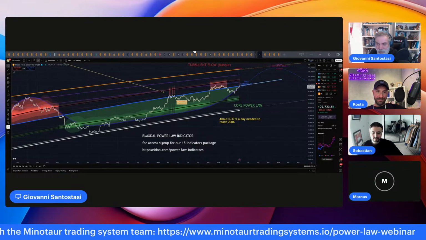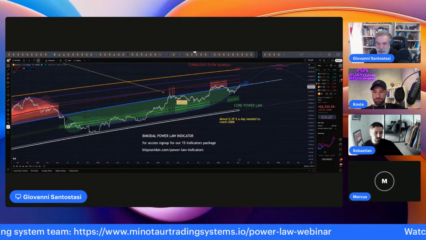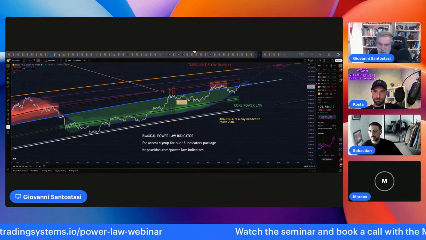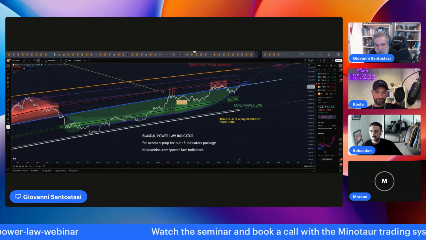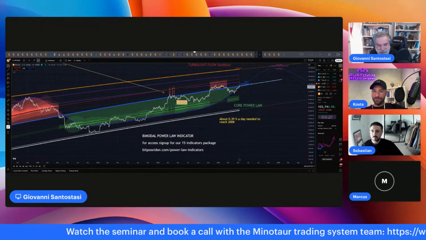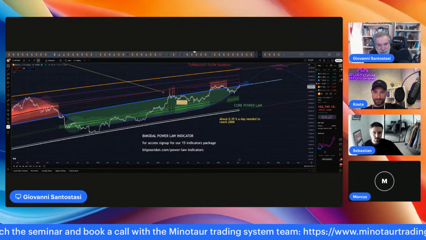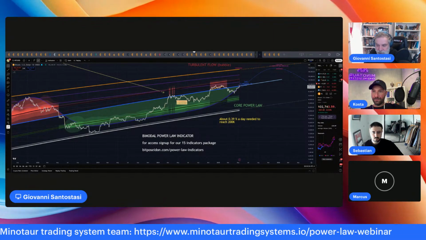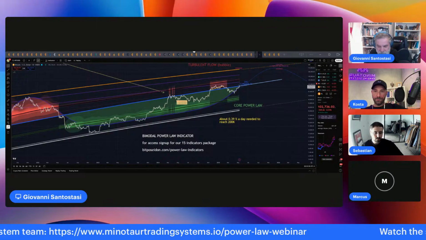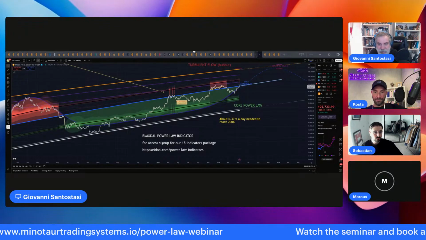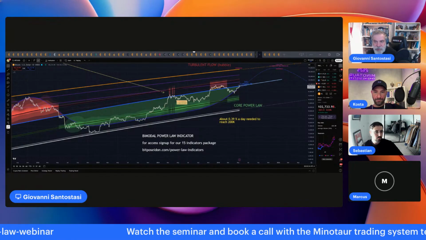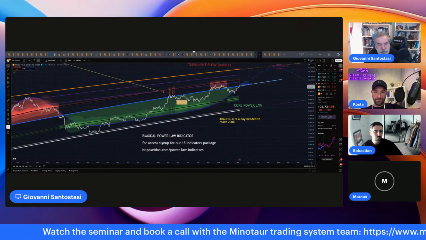And I am here with the Minotaur's team. I have Costa, that is the CEO of the company. Sebastian is one of their brains, coder and programmer in the company. And Marcos is also here. He is coming back, and he will give us a very nice analysis about the liquidity of Bitcoin.